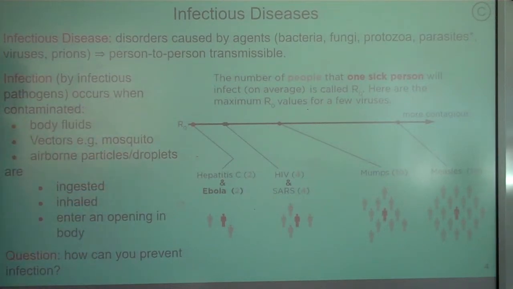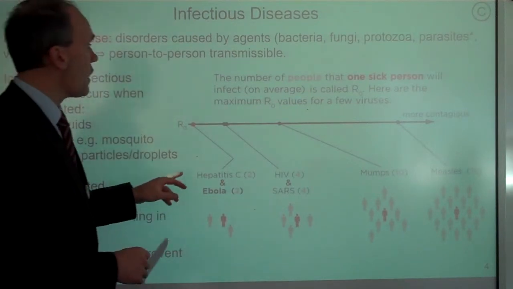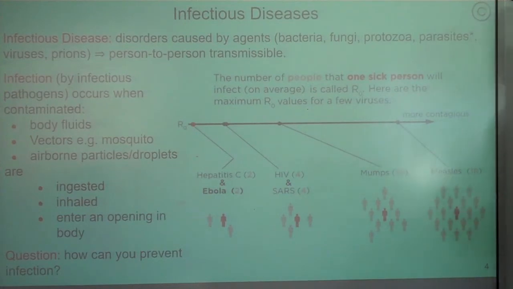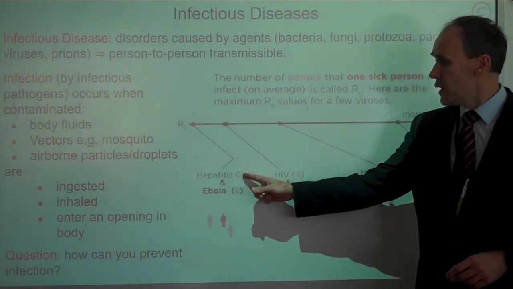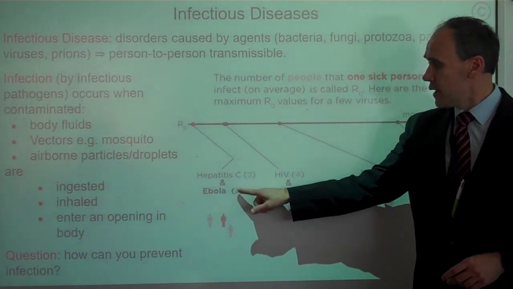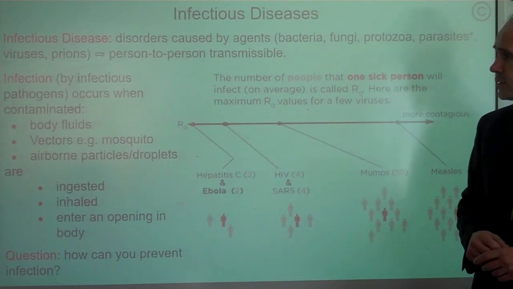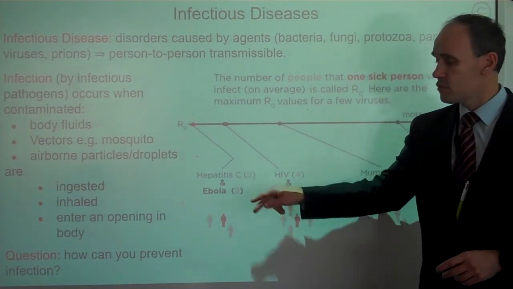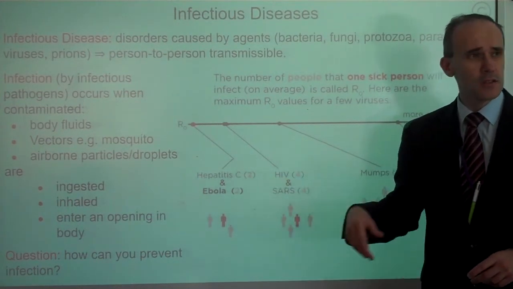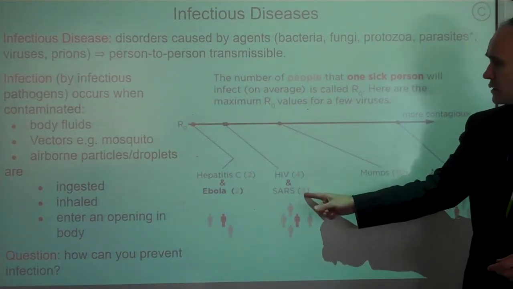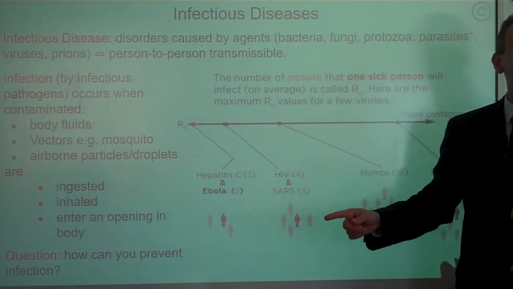That's an example there of different types of infectiousness. Now, you don't need to know this, but different things are infectious in different ways. Hepatitis C, which is blood, and Ebola, which is body fluids, are not particularly infectious. That little 2 means you typically infect 2 people. Whereas HIV and SARS are 4 people.